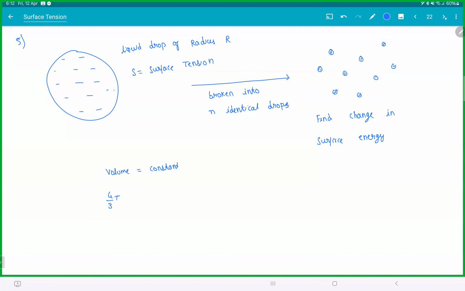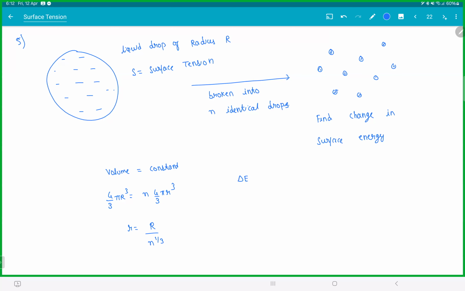So 4 by 3 pi R cube will be n times 4 by 3 pi small r cube. So from here we get small r is equal to R by n to the power of 1 by 3. Maybe you're right. Let's see. And then what is the change in surface energy?